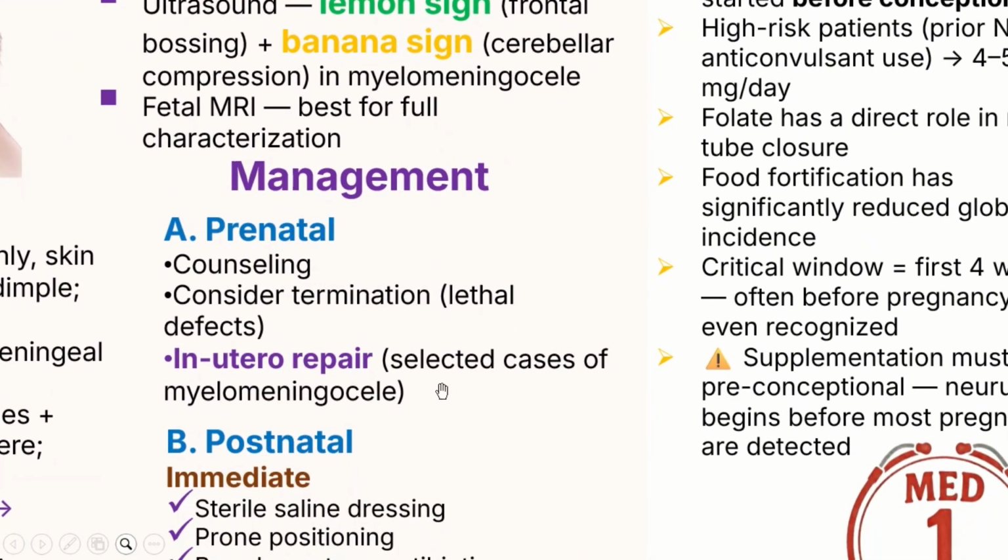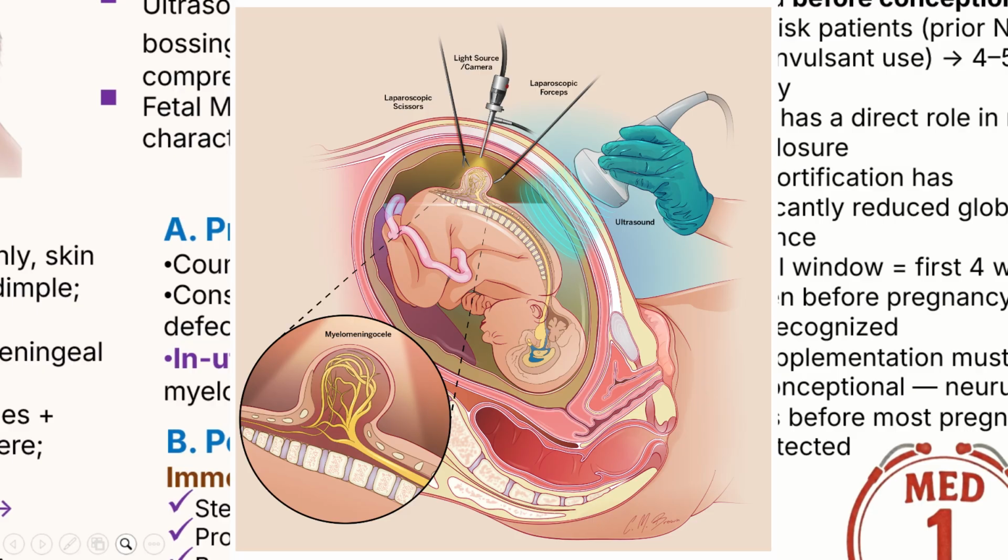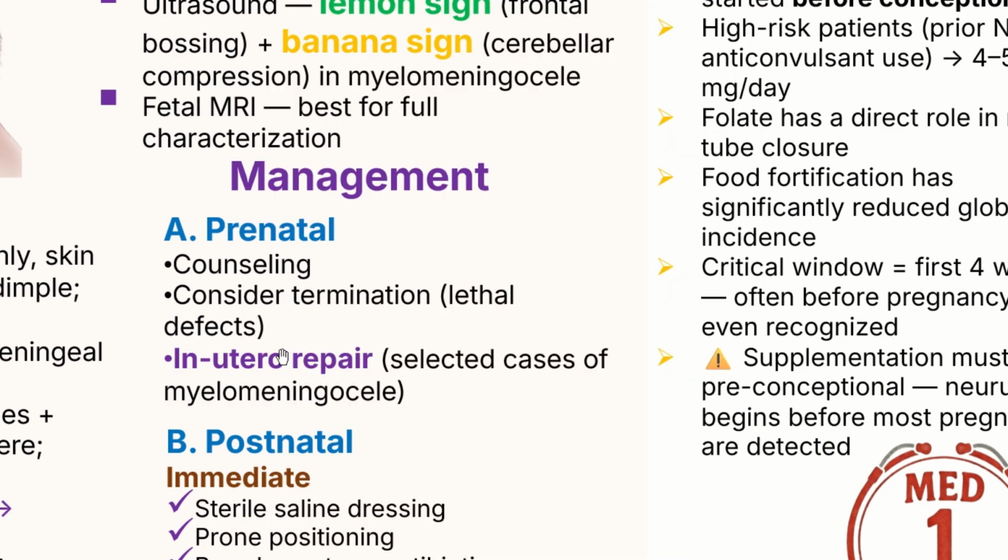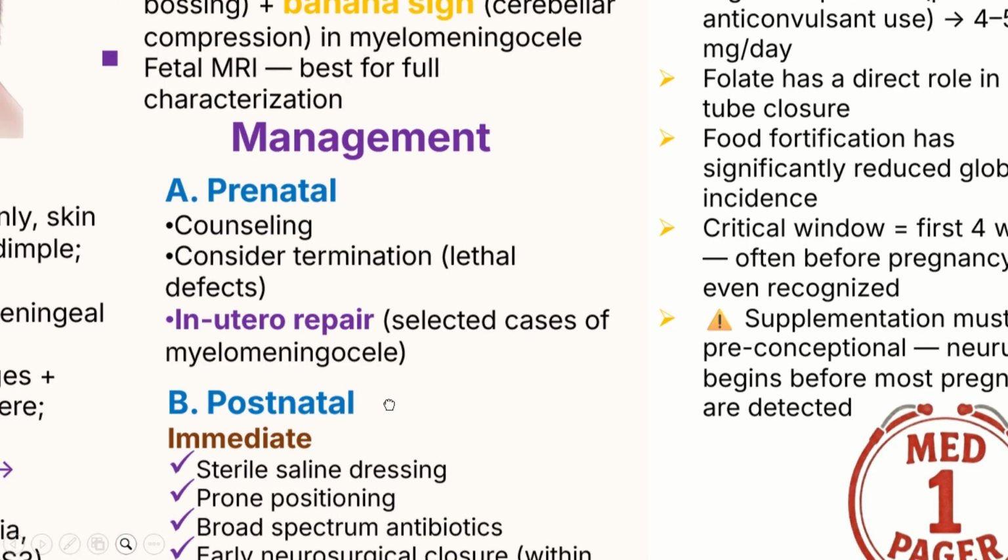So the management: prenatally, you want to consider the mother, and you may consider termination, especially if there are lethal defects like anencephaly. Then sometimes we do in utero repair, where surgery is done on the spinal cord, especially for the myelomeningocele, and this is actually now the standard of care in developed countries. It has shown reduced requirement for things like shunts afterwards and reduces the complications that come about.